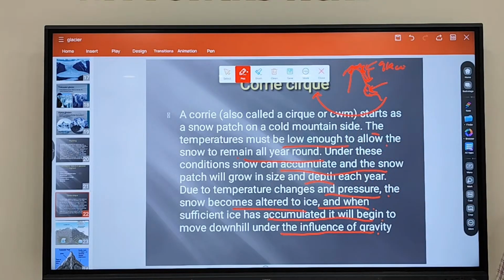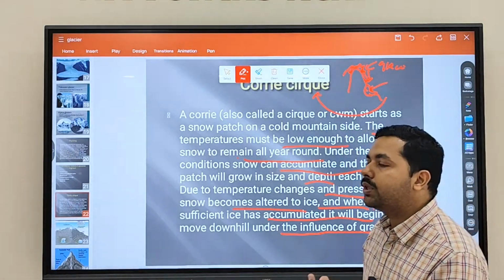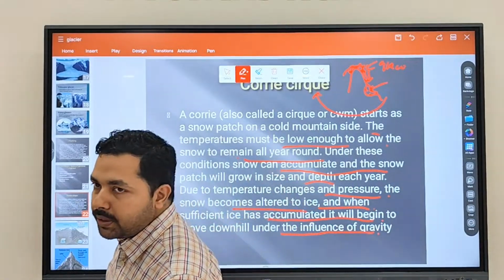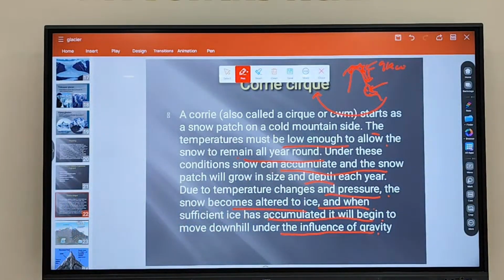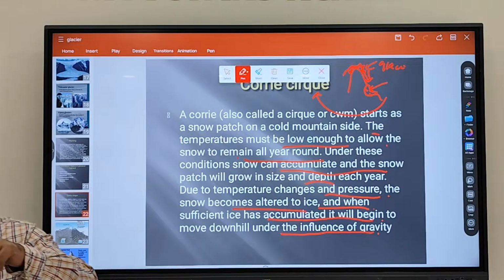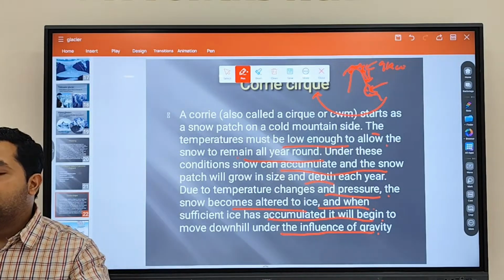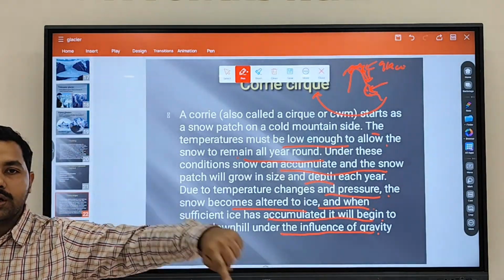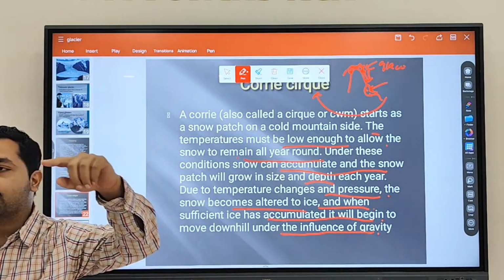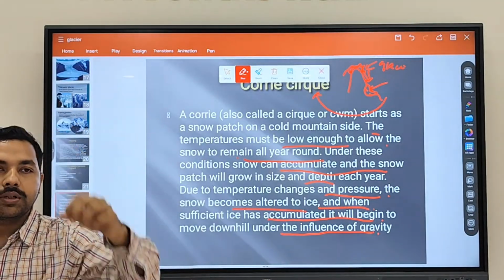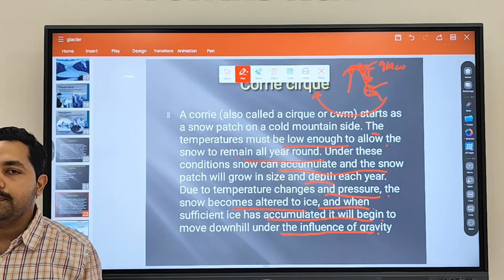Fine. Any doubt regarding this one? Any difference between these terms, Kori, Sirk, arete, and pyramidal peak? Any difference you are finding? Kori Sirk is what? These are the glacial lake where glaciers are going to get deposited. Arete is what? The edge of the mountain, and pyramidal peak is where all arete come and join together. That is called a pyramidal peak. Fine.